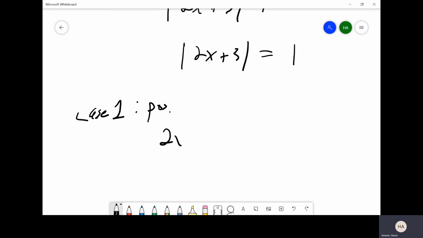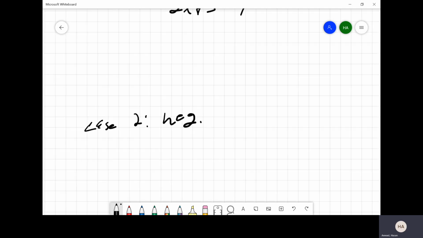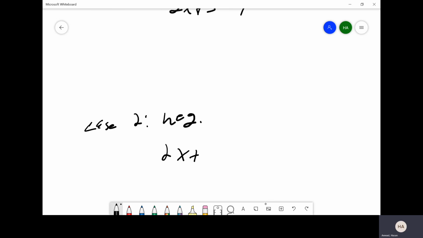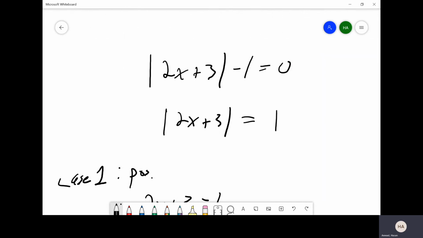So we have 2x plus 3, and we're trying to solve for 1. And then case 2 down here is going to be the negative version of 1, right? So we again forego the absolute value. We have 2x plus 3 is equal to -1. So again, keep in mind what's really happening. We started with one equation with an absolute value, but realistically, whenever you have an absolute value inside of an equation, it's really two equations hiding in one. You're doing double the work.